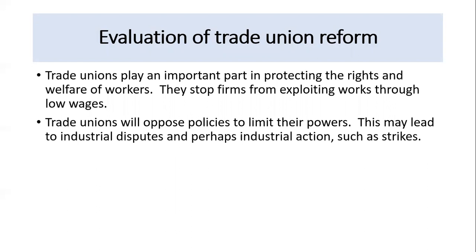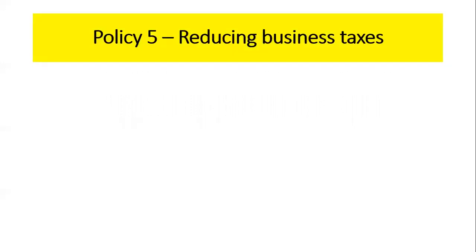Trade unions will oppose policies to limit their powers. So if the government says you can't do this, the unions will fight against that. This will lead to industrial action, industrial disputes, and perhaps even industrial actions such as strikes. So you take, for example, nurses going on strike because of their pay, because of the working conditions, because of the COVID-19 pandemic, for example.